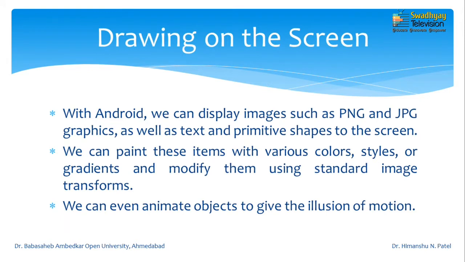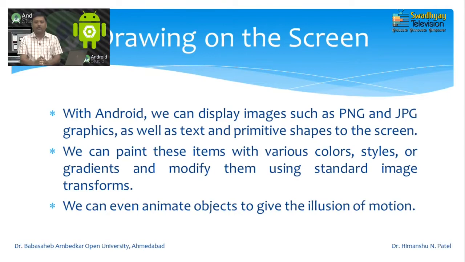With Android we can display images of type PNG and JPG as well as text and primitive shapes. Primitive means basic shapes such as rectangle, circle, oval, rounded rectangle, etc. to the screen. We can paint these items with various colors, styles or gradients and modify them using standard image transforms. We can even animate these objects to give the illusion of motion, but today we only study graphics, that is how to display different types of shapes on screen.